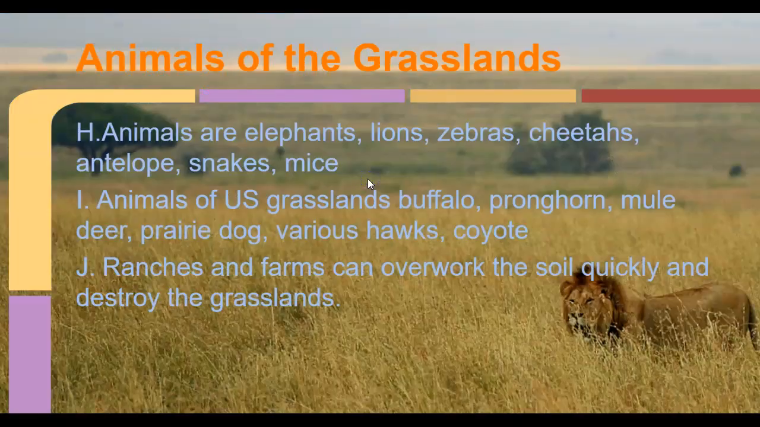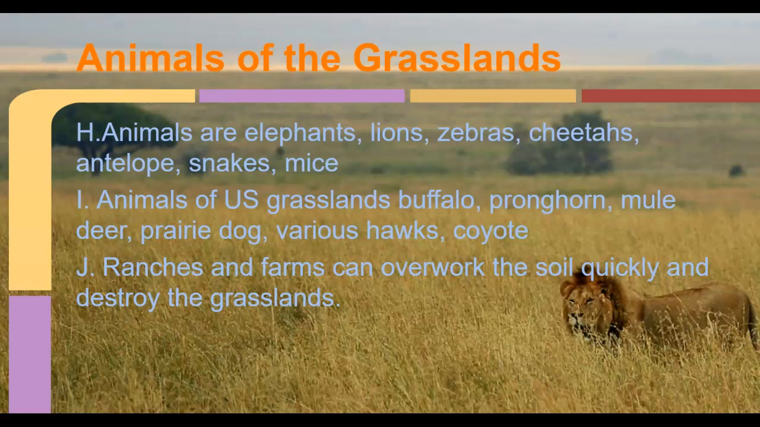Different types of animals that you may find in the grasslands: elephants, lions, zebras, cheetahs, antelope, snakes, and mice. Obviously, those are all in Africa. If you're talking about the United States grasslands, you're going to get buffalo, pronghorn antelope, which are very beautiful and very, very fast, mule deer, prairie dogs, hawks, and coyotes.